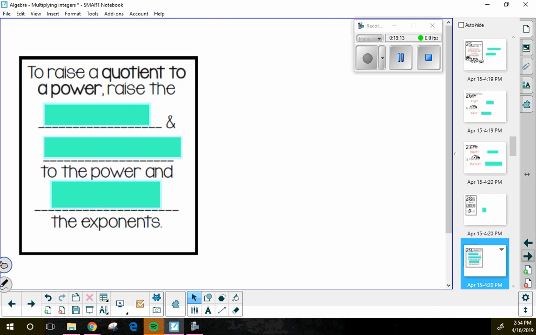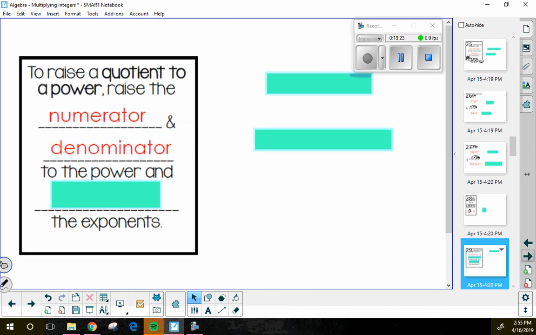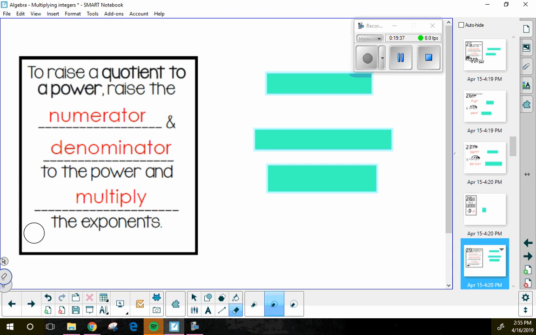And so what we're going to do is to raise a quotient to the power, raise the numerator and the denominator to the power, and then multiply the exponents. And so for my example here, I just have a over b. Let me rewrite that because I forgot I was recording. A over b to the n.